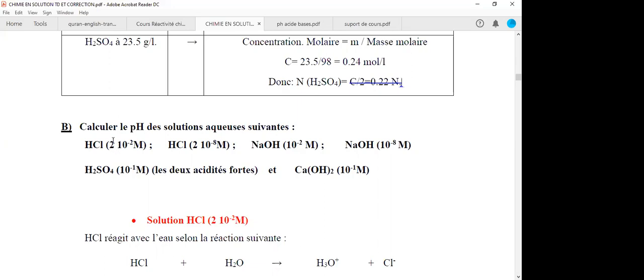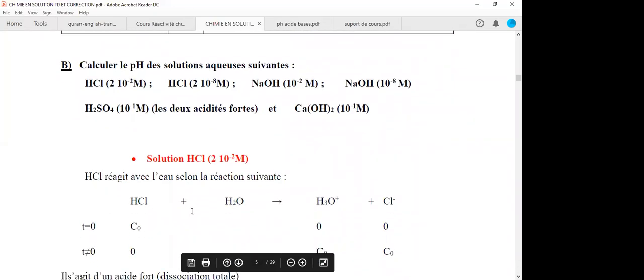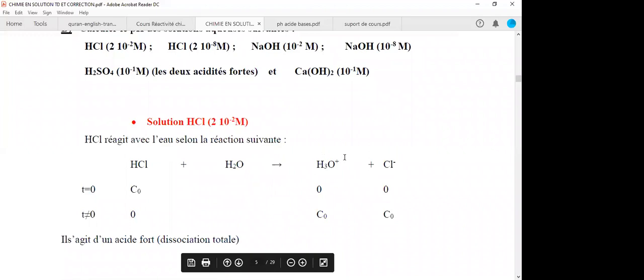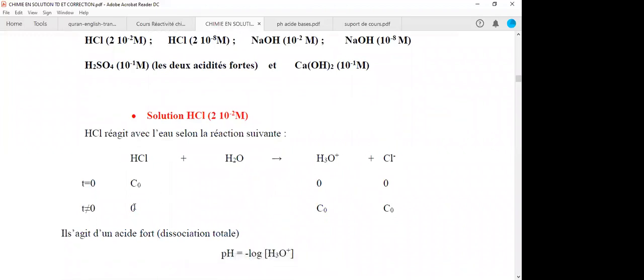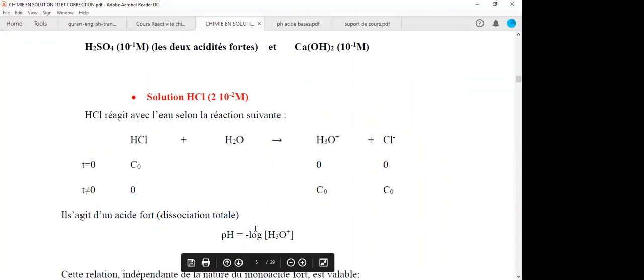Some of them don't usually write the point, so you have to be careful. Don't punch 210 to the power negative 2. It will be wrong. It's 2 times 10 to the power negative 2. So this is a strong acid. It would decompose, forming this one plus this one, meaning all of it decomposes. So it is an acid with total dissociation. So pH is given by negative log of H3O plus.